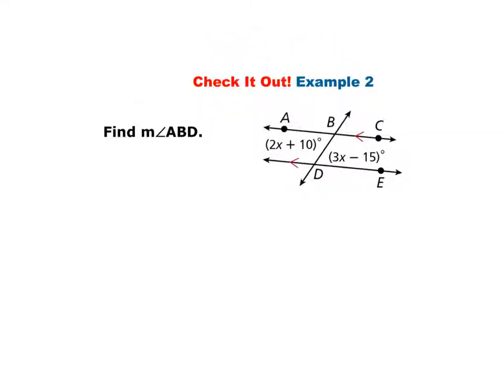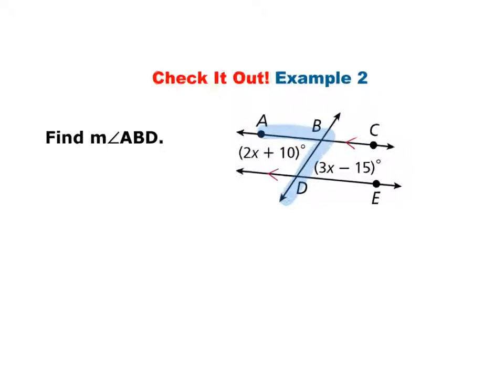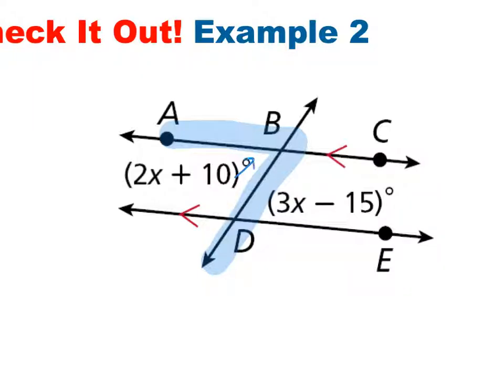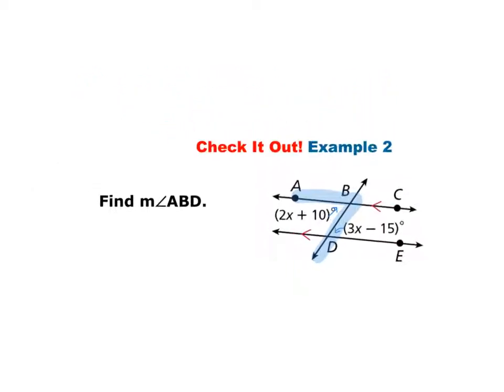Find the measure of angle ABD. So we have angle ABD. This number is talking about this angle, and this one's talking about this one. So what would be the formula we set up for this?